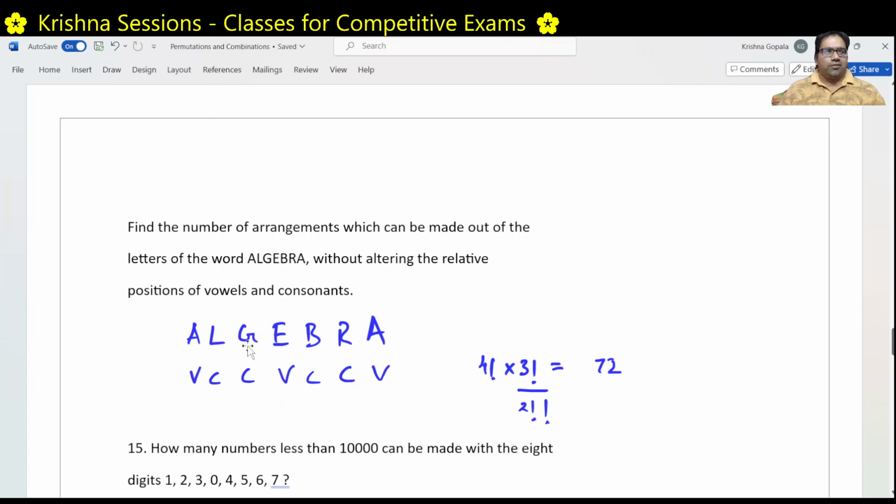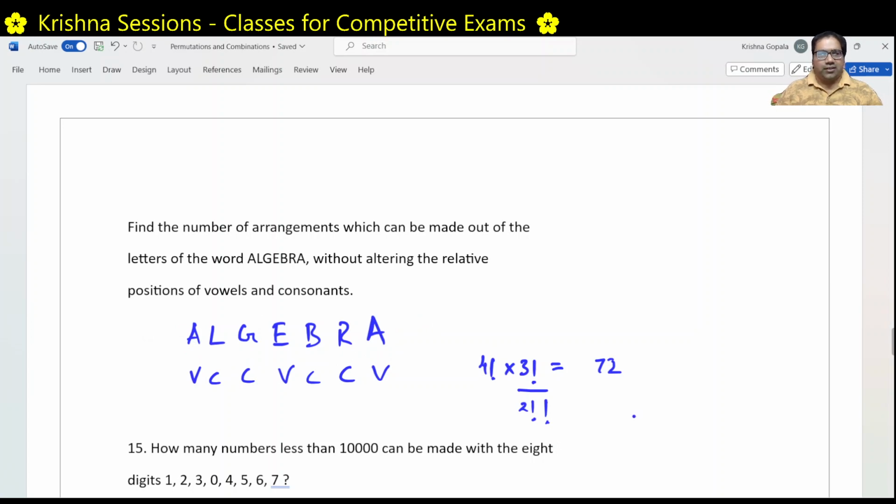Now, L, G, B, R are four consonants. How many ways can we order these four consonants? There are four slots, so 4 factorial. That is fine. But in vowels, A, E, and A, there are three vowels. We can order them in 3 factorial ways, but the problem is A and A are repeating. Earlier we discussed that whenever there is a repetition, the number of permutations gets reduced. By how much? By the factorial of the number of repetitions. A appears 2 times. So 3 factorial by 2 factorial.